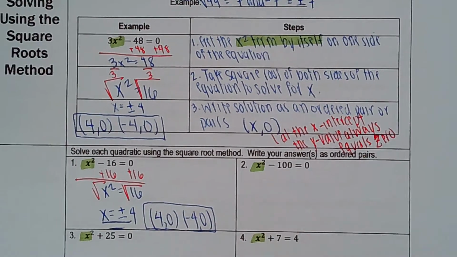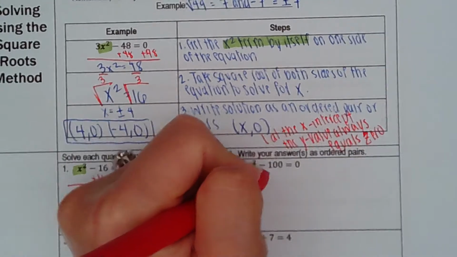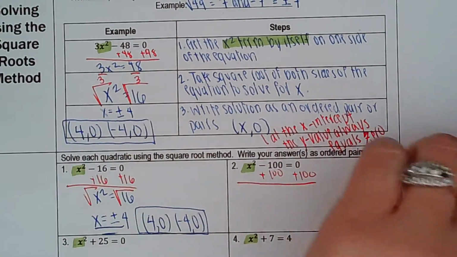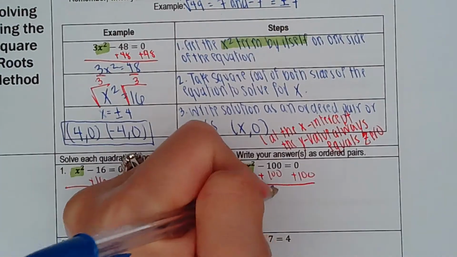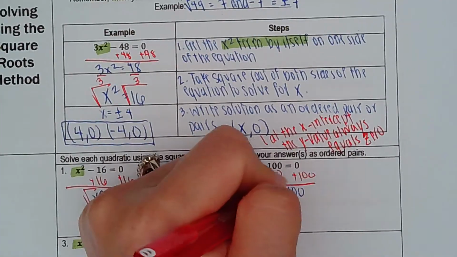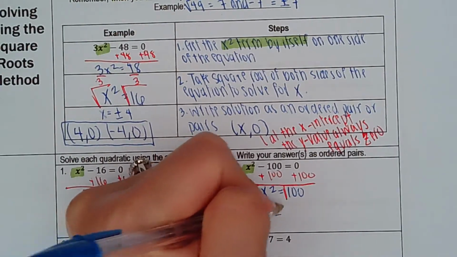Okay, if you want to go ahead and pause me and try number 2 by yourself, you're more than welcome. If not, I'm going to be doing all of these. So let's go ahead and add 100 and add 100. And I'll end up with x squared equals 100. And we'll take the square root and take the square root. And we'll get x equals plus or minus 10.